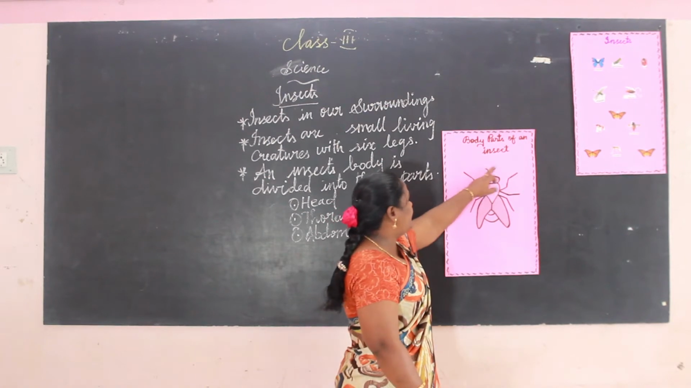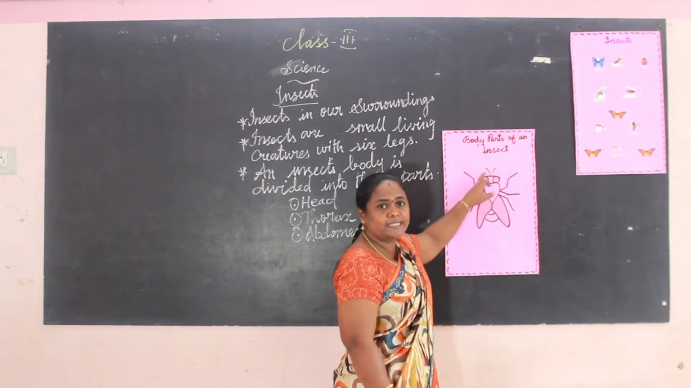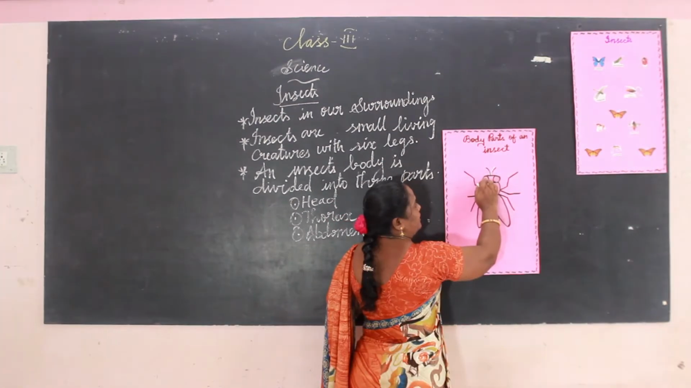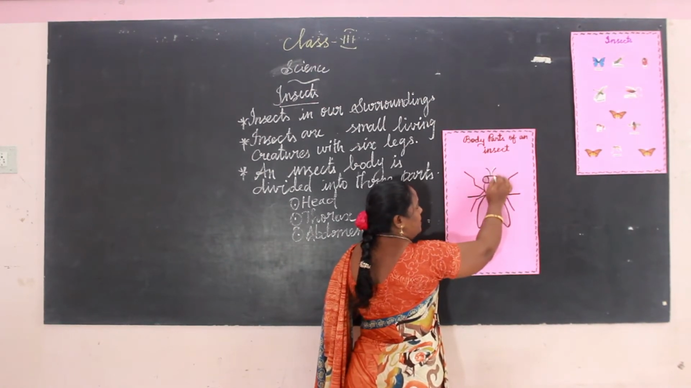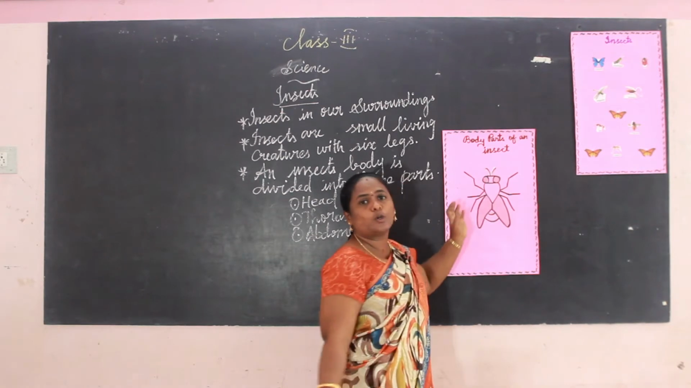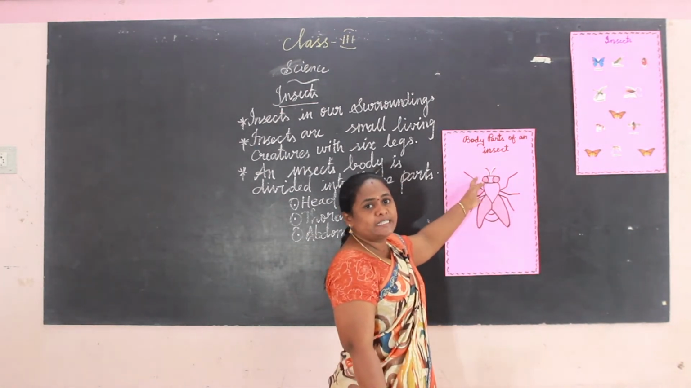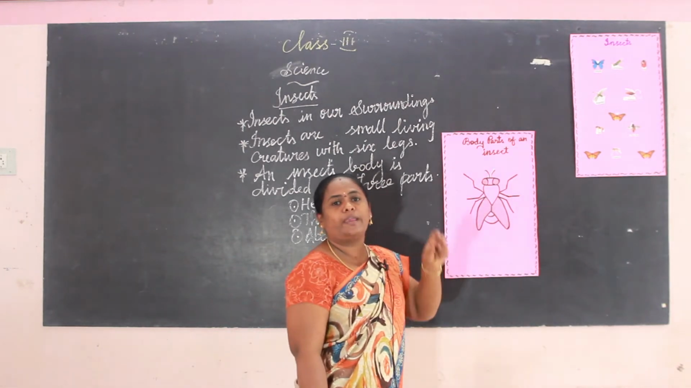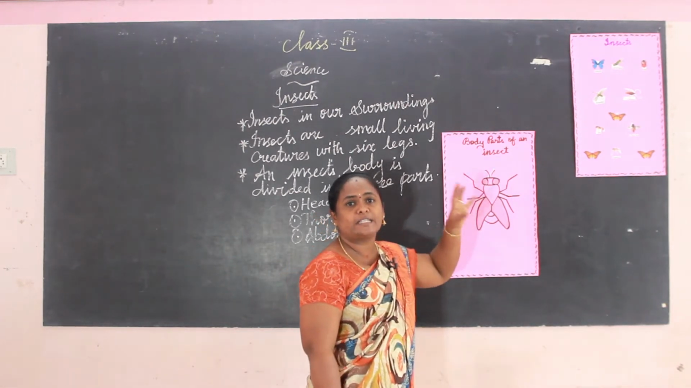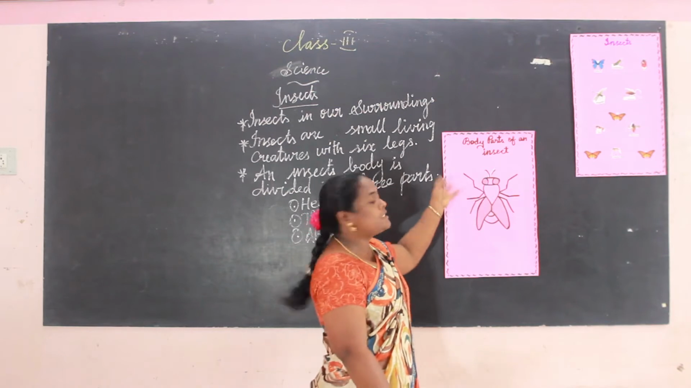Okay, first we learn the head. The head is the uppermost part of an insect. A pair of eyes, pair means 2, a mouth, and a pair of feelers are present in an insect's head. The feelers help the insect find things and search for food.